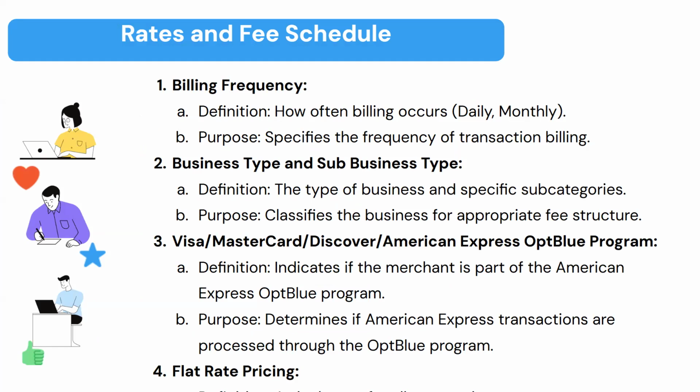Rates and schedule. Billing frequency. The purpose of this is to specify the frequency of transaction billing. This is how often billing occurs, either daily or monthly. We also have the business type and sub-business type. This is the type of business and specific subcategories. The purpose of asking this is that it classifies the business for appropriate fee structure. Visa, debit card, Discover, American Express OptBlue program. This determines if American Express transactions are processed through the OptBlue program.